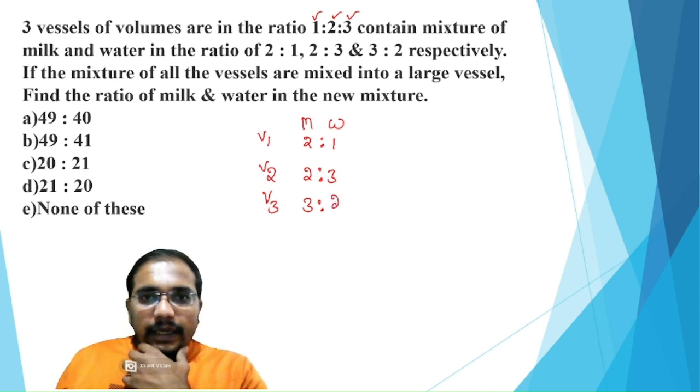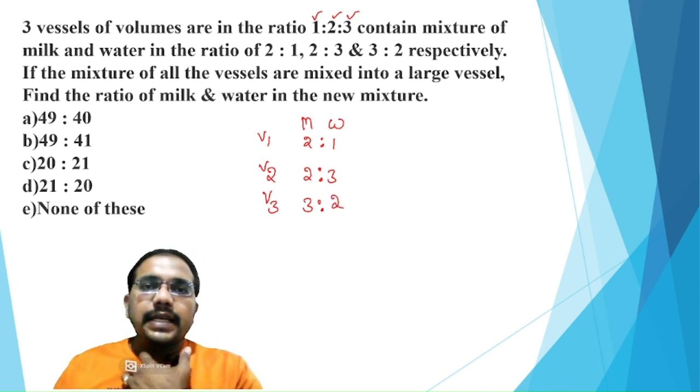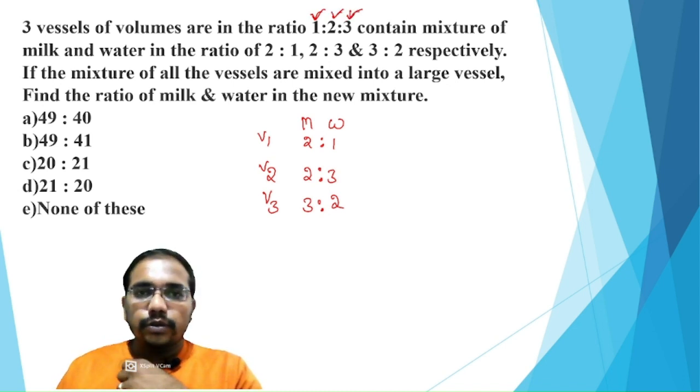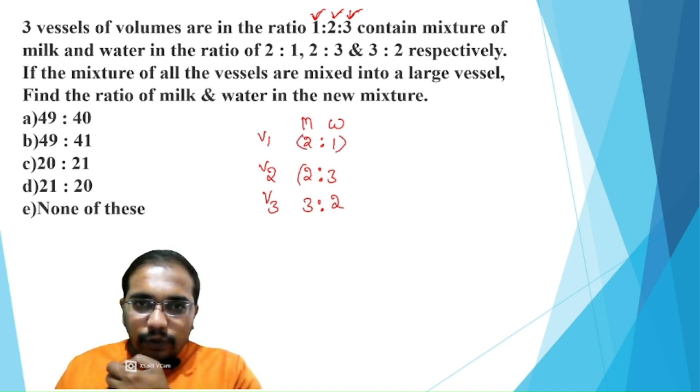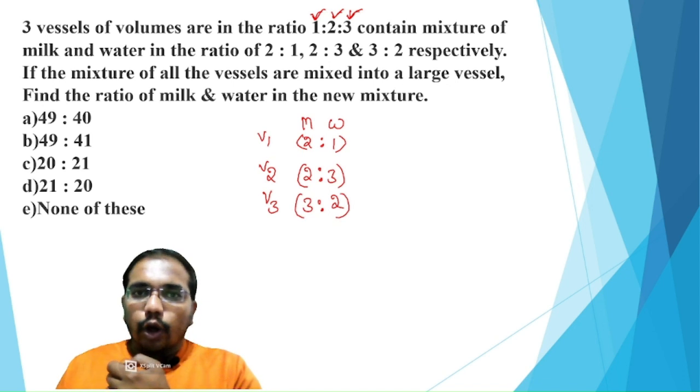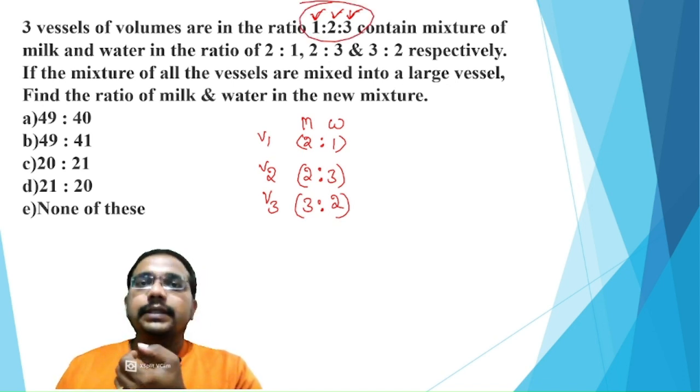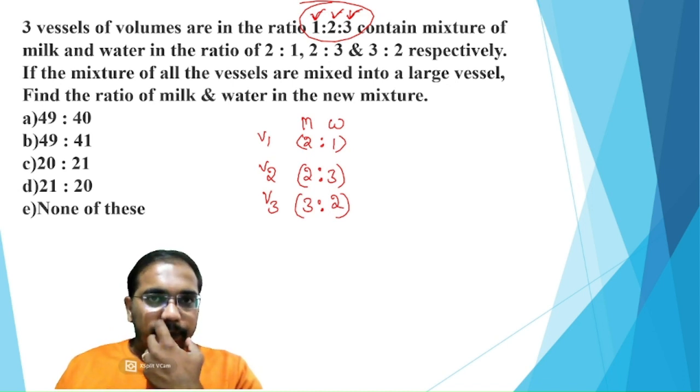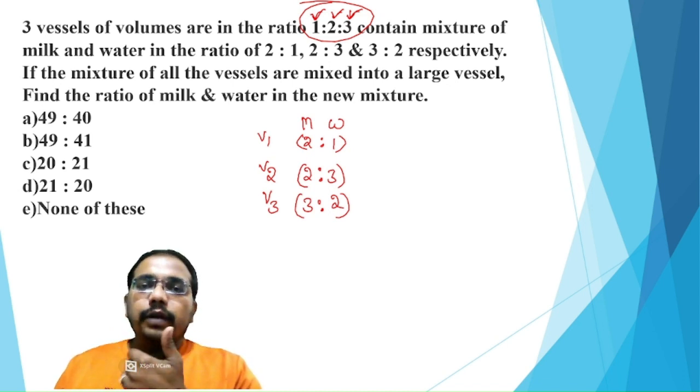What they are saying is the vessels must be in which ratio? 1:2:3. That means volumes must be in which ratio? 1:2:3. First, what we have to do is make all the values the same. After that, we have to come to this condition. What is that condition? Vessel 1, vessel 2, vessel 3 is having a 1:2:3 ratio.